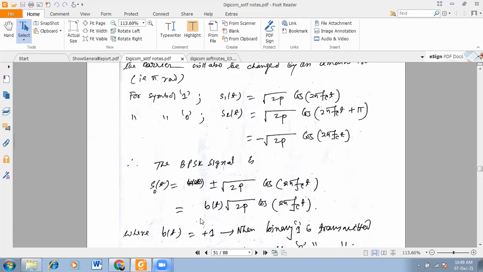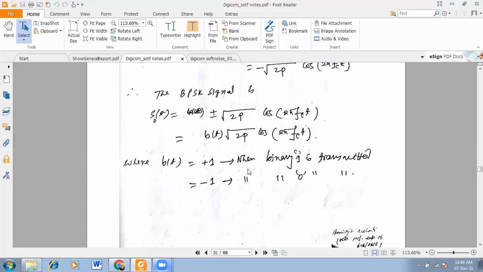So accordingly we can set bt here plus 1 when the binary 1 is transmitted, and bt is minus 1 when 0 is transmitted. So there is a voltage level. We have applied the voltage level bt for logic 1 plus 1 volt, that is you can consider it plus A volt, minus A volt. So for logic 0 minus A, for logic 1 plus A, it's a binary kind of waveform. So plus 1 volt for logic 1 and minus 1 volt for logic 0.